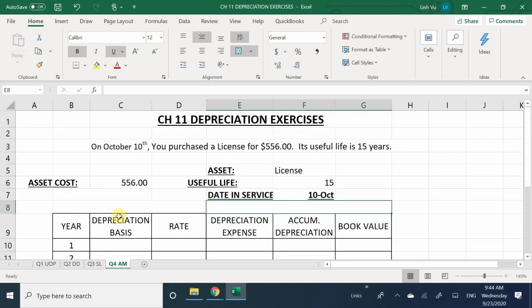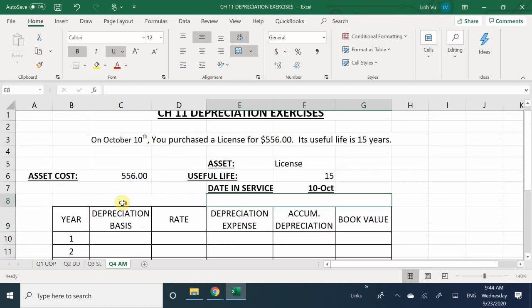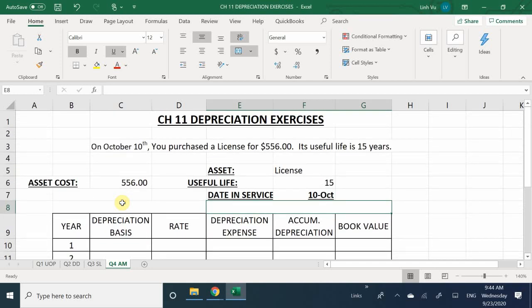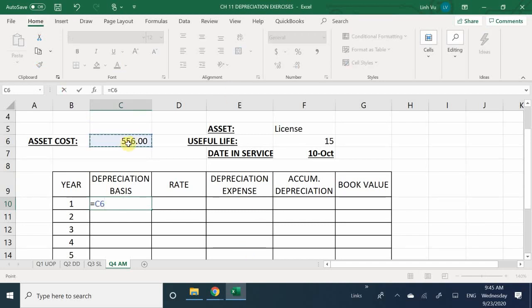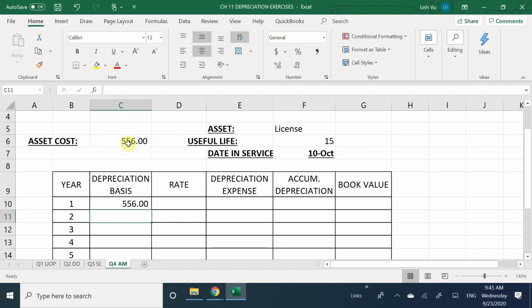Exactly. And same thing, copyrights and licenses, they are just like babies. Whatever amount that it's good for, it doesn't start in January. It starts the day that you purchase it. So in this case, we did October 10, so we have to do October, November, and December. What's my depreciation basis going to be for my license? The 556, because there's no salvage.